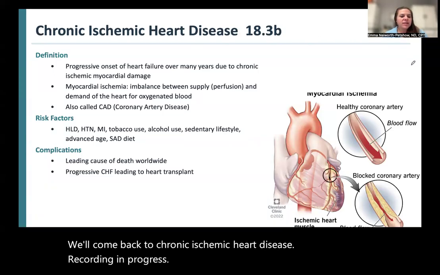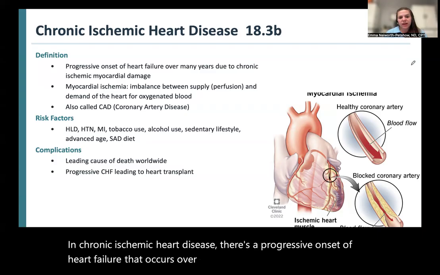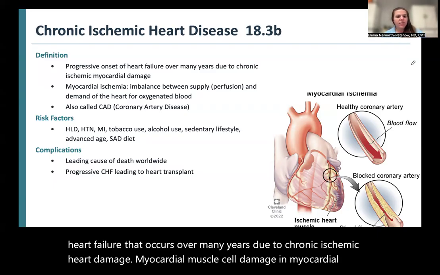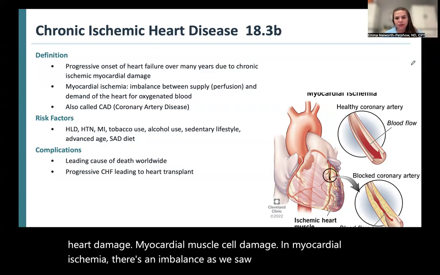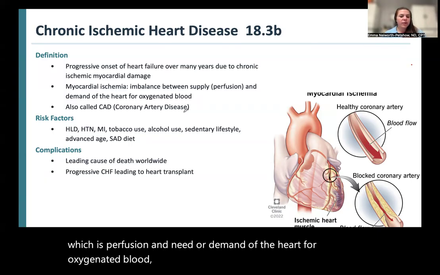In chronic ischemic heart disease, there's a progressive onset of heart failure that occurs over many years due to chronic ischemic heart damage, myocardial muscle cell damage. In myocardial ischemia, there's an imbalance, as we saw before, between supply, which is perfusion, and need or demand of the heart for oxygenated blood. We also could call this coronary artery disease. That would be another appropriate name.